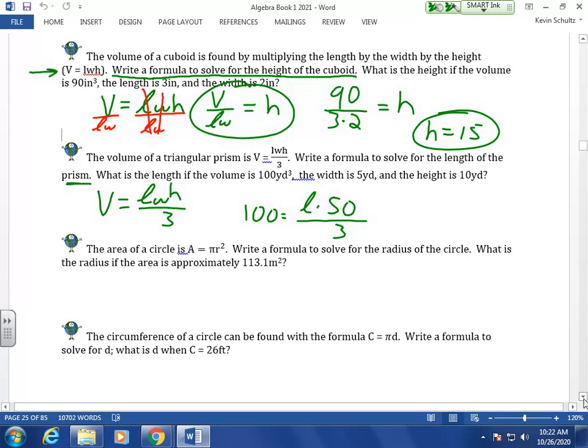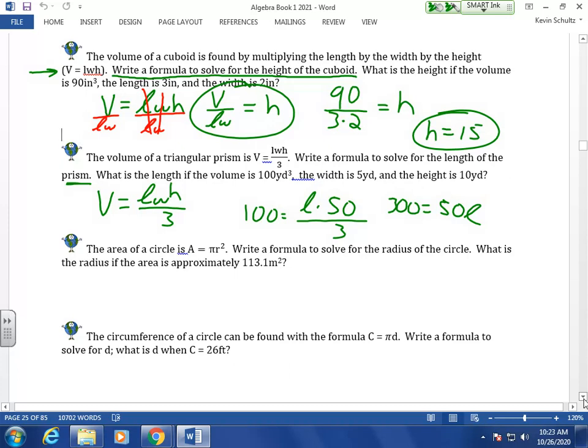Multiply both sides by 3, right? Because if 100 equals 50L divided by 3, that means that 50L has to equal 300, so that when I divide 50L by 3, I get 100 as my answer. My first step here, I'm going to multiply both sides by 3, and that gives me 300 equals 50L.